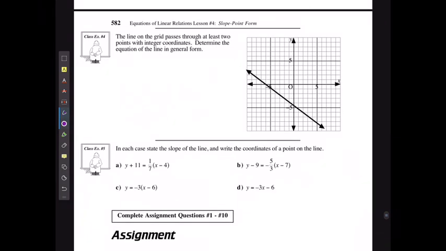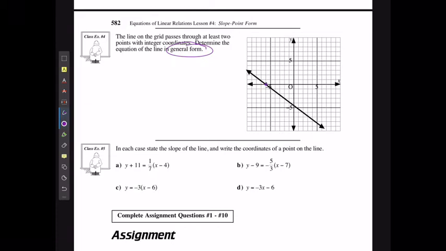For example 4, the line on the grid passes through at least 2 points with integer coordinates. Determine the equation in general form. Well, to determine it in general form, I first need to figure it out in a different form. Here would be my y-intercept, but we can tell that it's not an exact integer, so I can't use that as my point. So I'm going to find any other points that I have for exact integers.